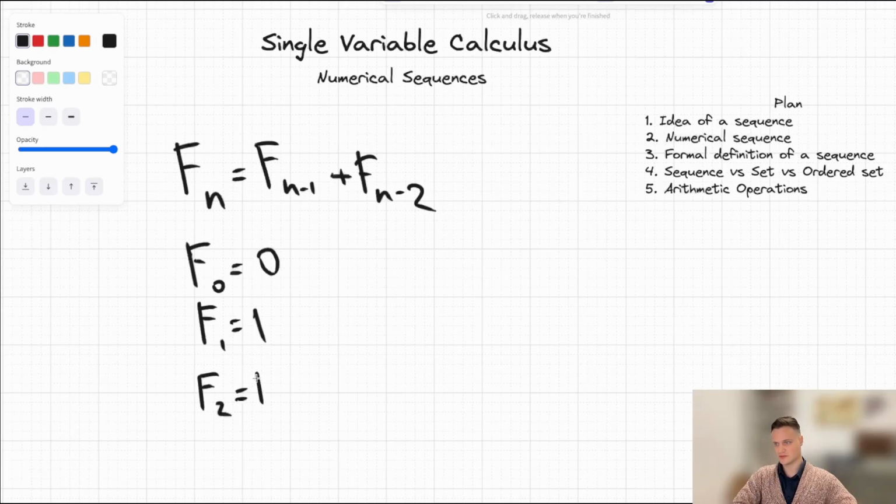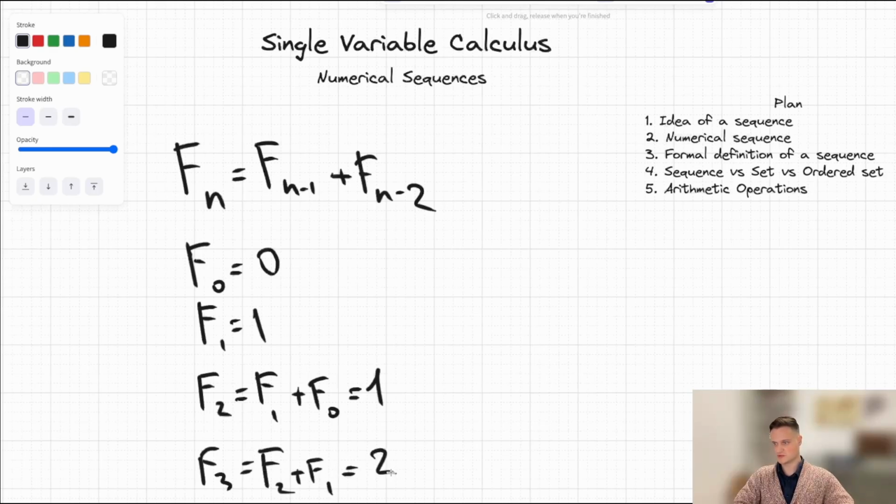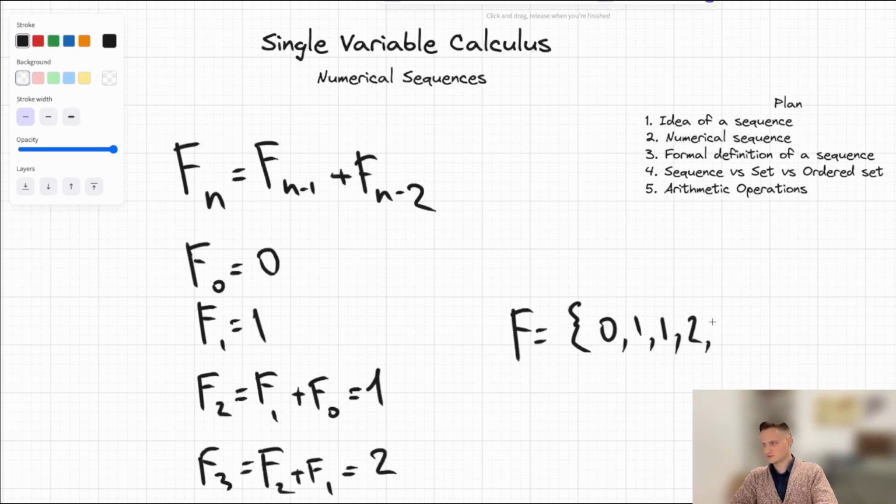So f2 will be f1 plus f0, which will be 1. f3 will be f2 plus f1. It will be 1 plus 1, it will be 2. So the Fibonacci numbers will be the following sequence. It will be 0, 1, 1, 2, 3, 5, 8, and so on and so forth.